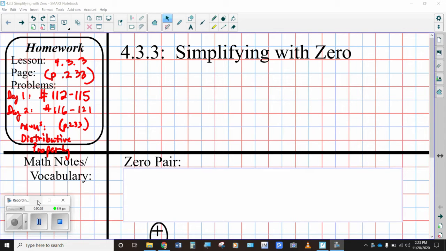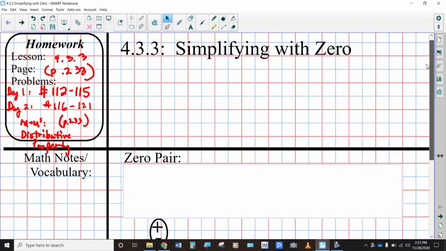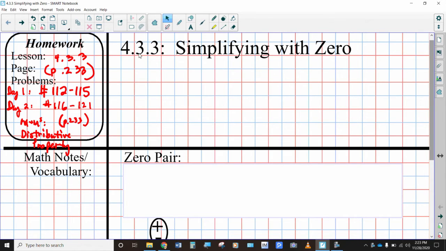Alrighty, let's take a look at our last lesson of chapter 4. This one is 4.3.3. This is also going to be a 2-day lesson, and this one is focusing on what happens when we are simplifying algebraic expressions where you've got positives and negatives being added together. We have some zero pairs that are going to be created from this situation.